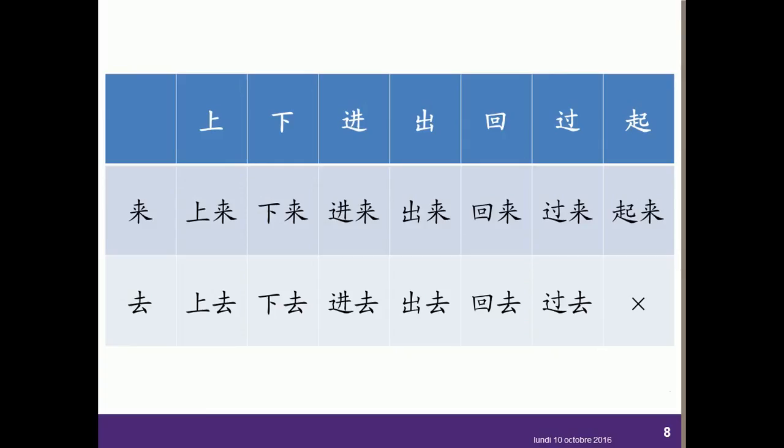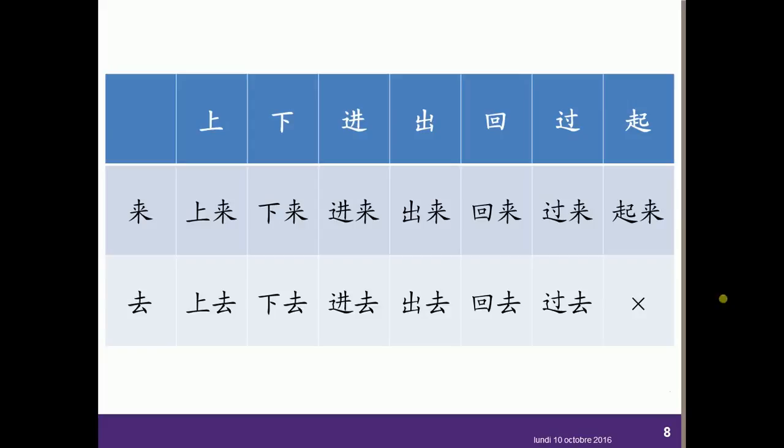Let's move on. There are actually 7 words we can use 来 and 去 after them to show the complements of direction. These 7 characters, if you can remember, are 上、下、进、出、回、过、起. 上下进出回过起. For example, 上来 coming up, 下来 come down, 进来 come in, 出来 get out, 回来 come back, 过来 come over here, 起来 get up. All right, then 去: 上去, go up, 下去, go down, 进去, get in, 出去, get out, 回去, go back.